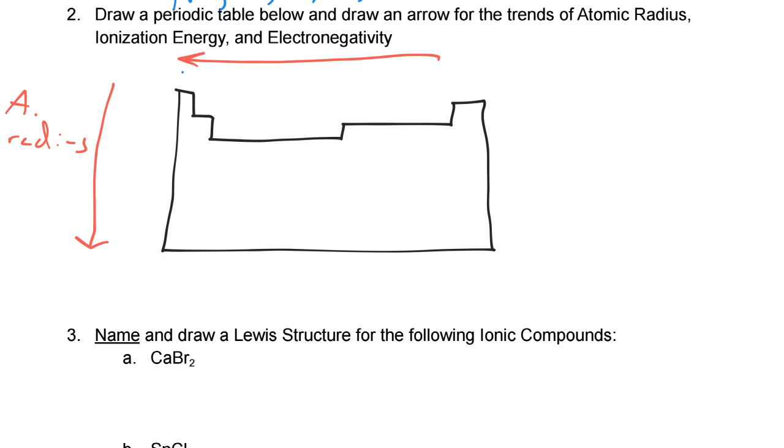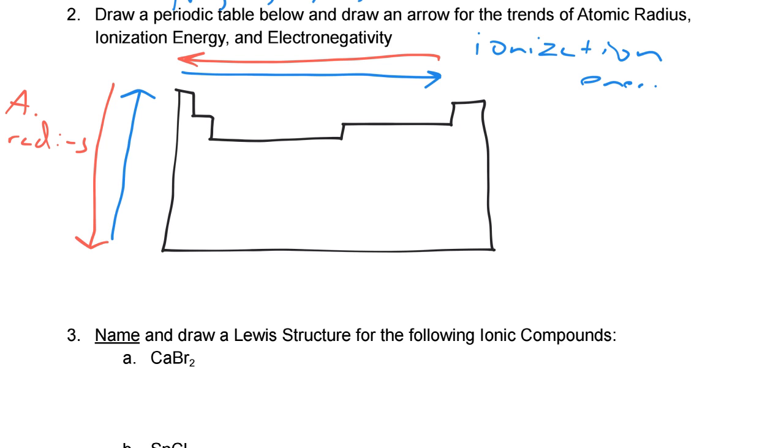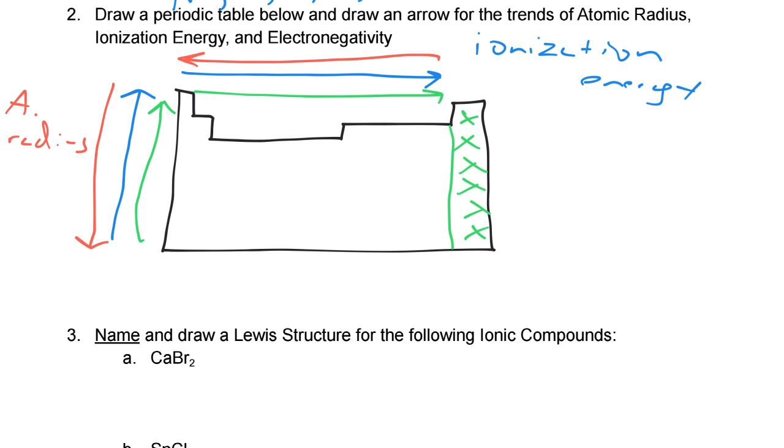All right, ionization energy will increase this way and this way. So blue will be ionization energy. And then electronegativity will increase in the same direction, with the exception that the noble gases are kind of blacked out. They have very low electronegativity. So green will be electronegativity.